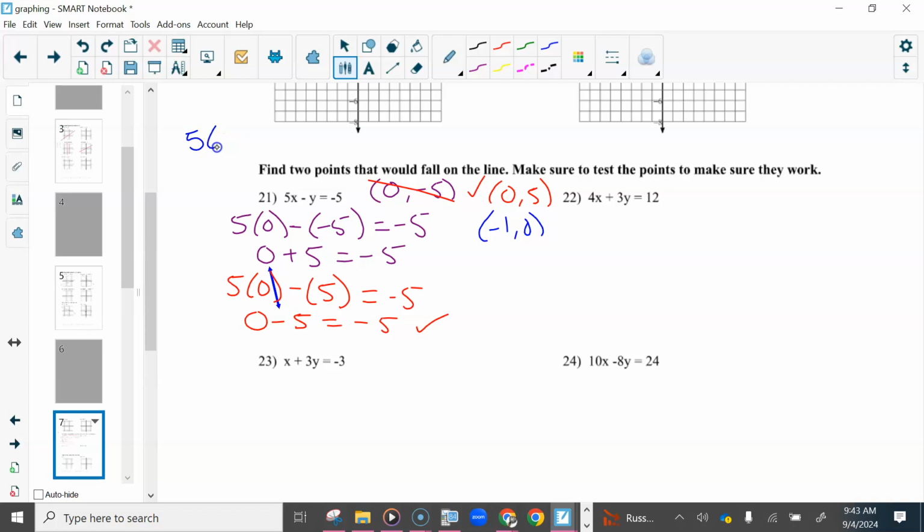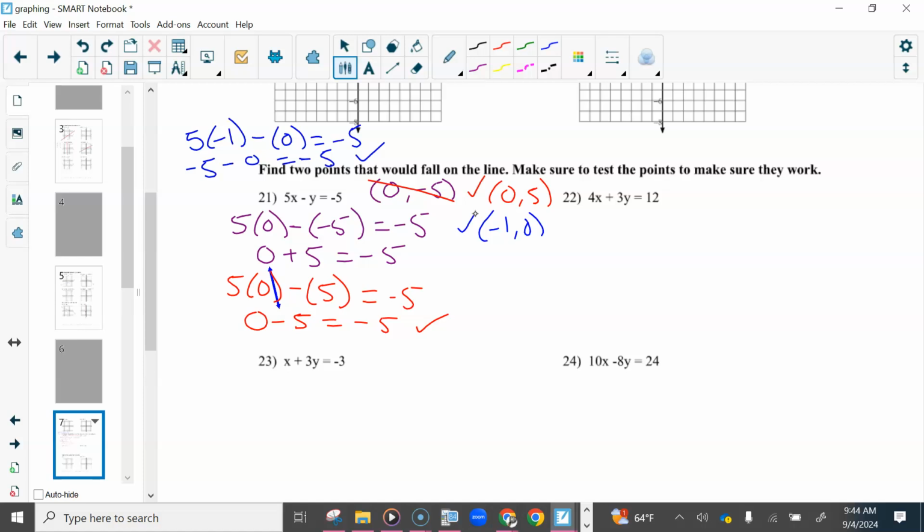So I'm going to put in negative 1 for x and 0 for y and see if this works. So here we get negative 5. Is this a true statement? Negative 5 minus 0 equals negative 5. Yes. That is a true statement. This does fall on the line. We have found our two points.